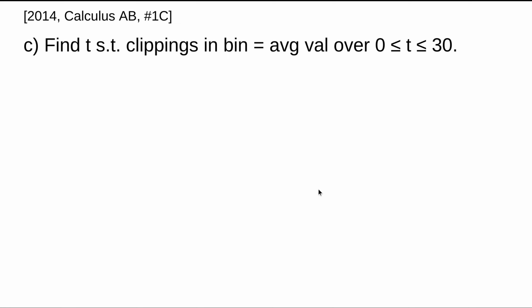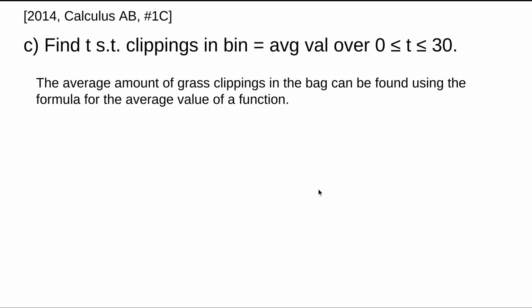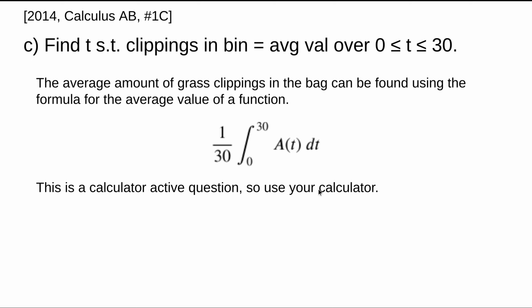In part C of the question, we're asked to find the value of t such that the amount of clippings in the bin is equal to the average value of the clippings in the bin over the interval from 0 to 30. So the first thing we're going to want to do is find the average value of the clippings in the bin by using the formula for the average value of a function. In this case, we're going to take 1/30th of the integral from 0 to 30 of a of t dt. Again, it's a calculator active question. Use your calculator to find this value. It turns out it's 2.753.